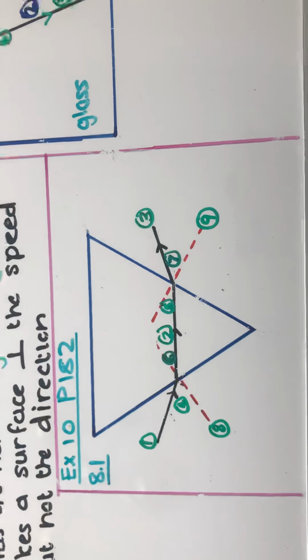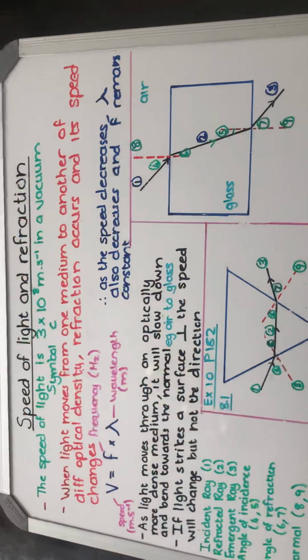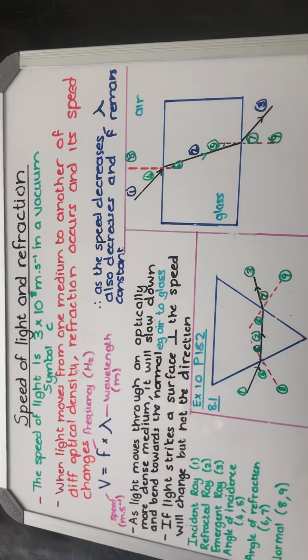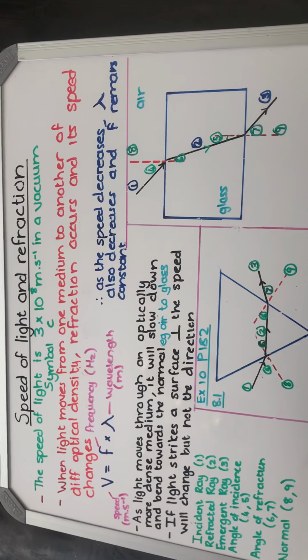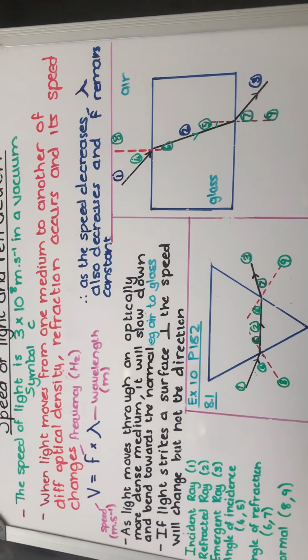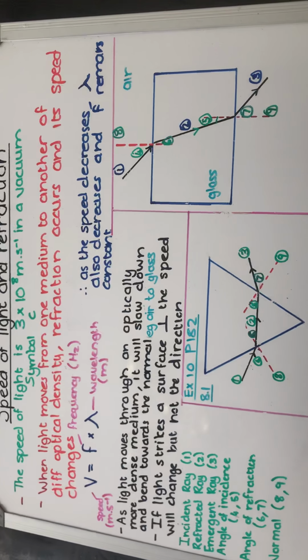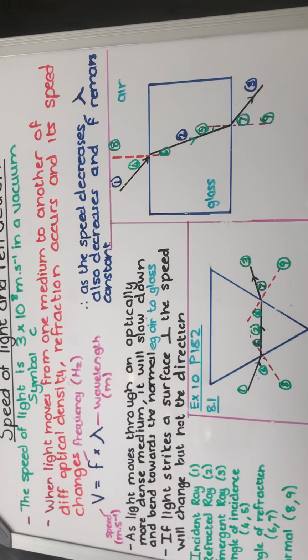Okay, your homework for today. Please read through the speed of light on pages 167 to 171 of your textbook and complete questions 8.1 to 8.6 of exercise 10. The third bullet on page 182 should be emergent ray and not broken line.